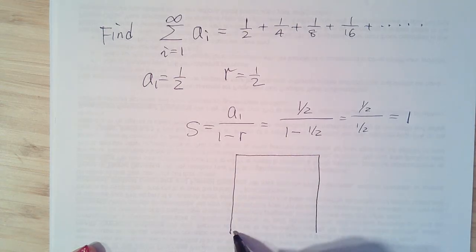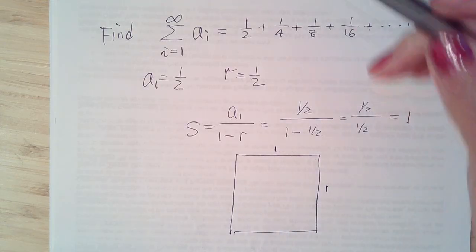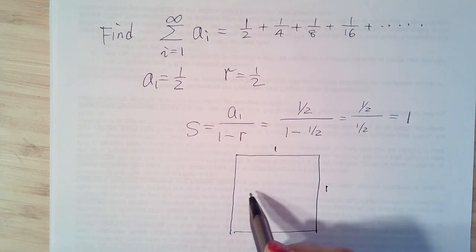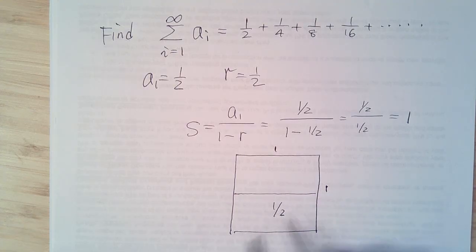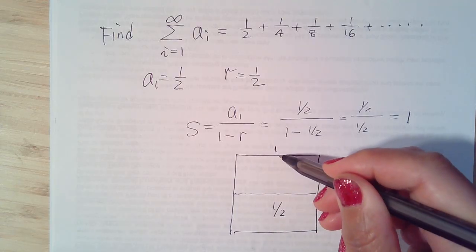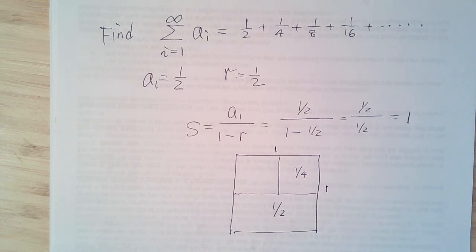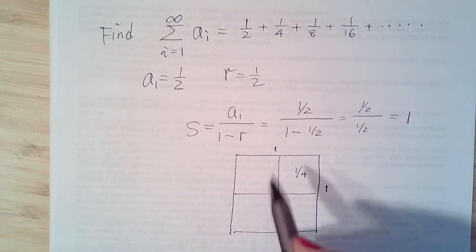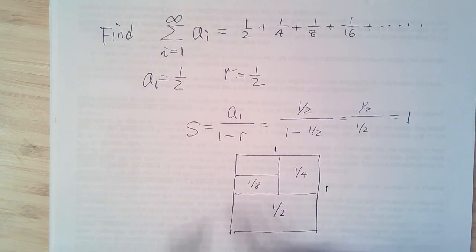Okay, I want to show you what I mean. This is a square with a side of 1. Where is the first 1/2? I'm going to show you that this is 1/2. And what about 1/4? 1/4 is half of that. So this is 1/4. This is 1/4, this is 1/4. So here is 1/8.